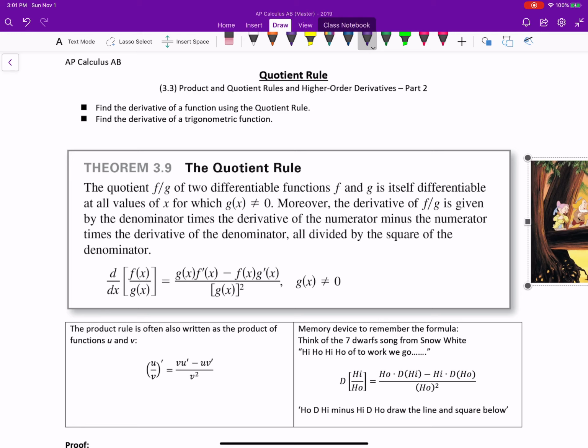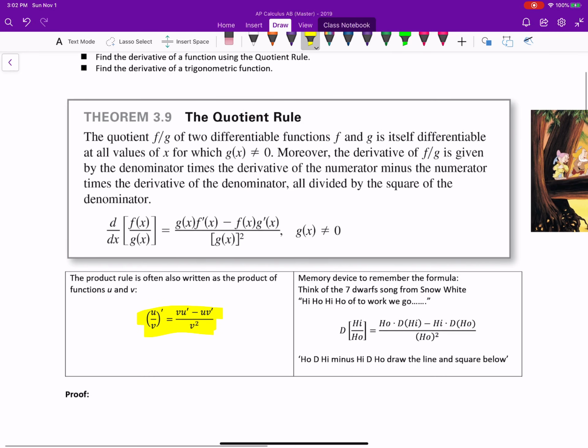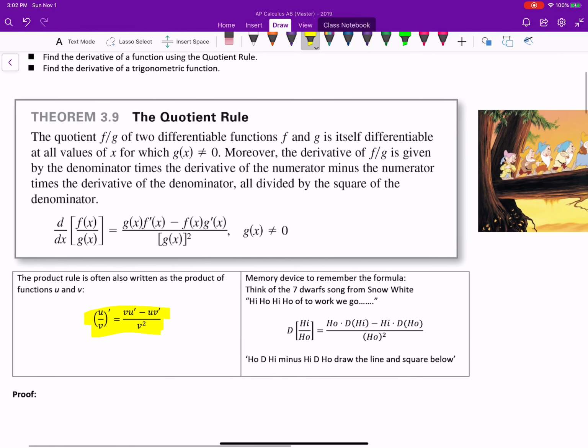First of all, the derivative of f divided by g is given by the denominator times the derivative of the numerator minus the numerator times the derivative of the denominator, all divided by the square of the denominator. That is a lot to remember. So I put in a memory device. I also put in an easier way to think of it or write it using u and v, whichever way you want to organize.